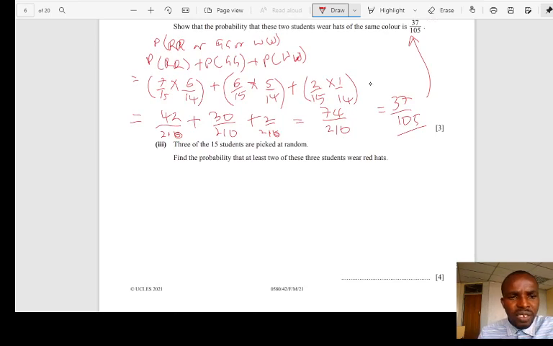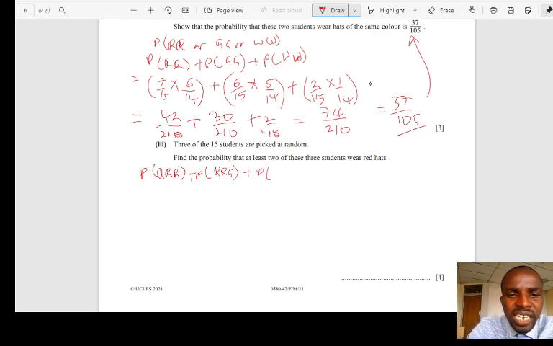Then part item 3. 3 of the 15 students are picked at random. Find the probability that at least 2 of these 3 students were red hats. Find the probability that at least 2, which means greater than or equal to 2, must be wearing red hats. So there are how many students here? 3 of the 15 students. So we can have probability of, if at least 2 were red hats, it can either be all of them red. Red, plus probability of red, the first red, the second red, but the other one can be green, the third one, but at least 2 must be red.